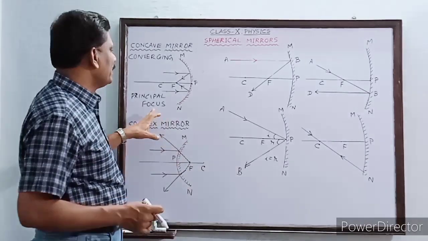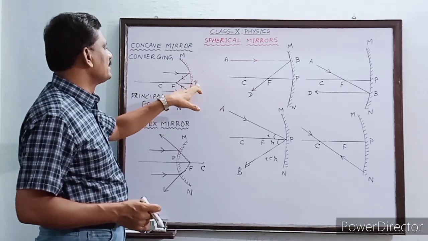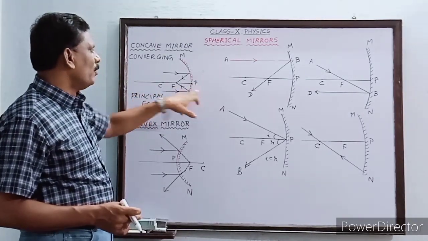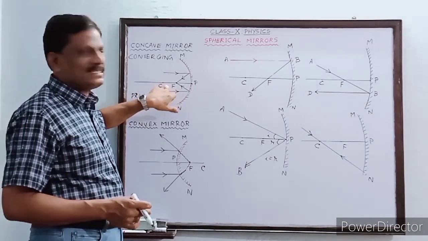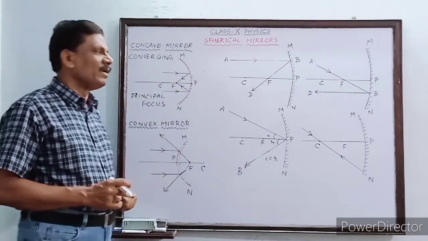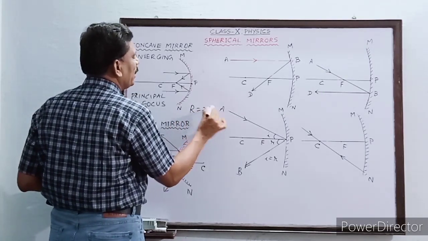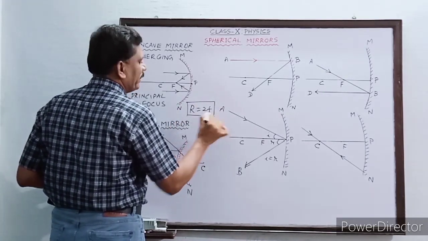Then we have studied that the radius of curvature is the distance from the pole to the center of curvature. R is the symbol. And the distance from the pole to the principal focus is called the focal length, denoted by what? F. And what is the relation connecting these two? R is equal to 2F.